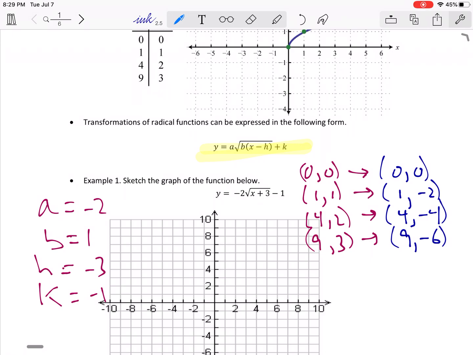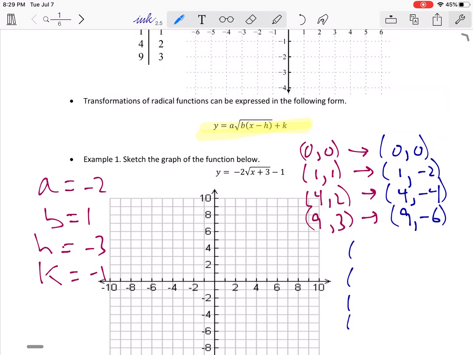Now let's look at the translation. Okay, so we're going to go left 3 and we're going to go down 1. So we're going to take our x values and minus 3, and so let's just do that first. Okay, so x values minus 3, so that's going to give us negative 3, negative 2, 1, and 6. Okay, and then we're going down 1, so we're going to take away 1 from all our y values. That gives us negative 1, negative 3, negative 5, and negative 7.